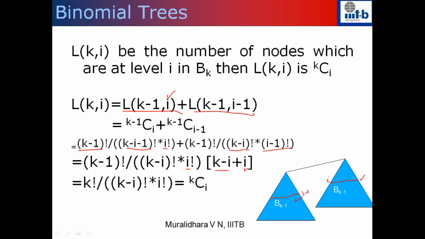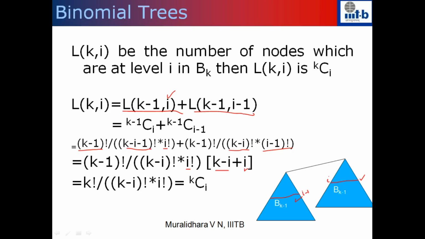So if I add this up, this is k minus I plus I, which is exactly equal to k when you multiply with the factorial of k minus 1. So what you get is factorial of k divided by factorial of k minus I times factorial of I, which is exactly equal to k choose I. This completes the proof by induction. So if you take B of k and look at the number of nodes which are at level I, then this is exactly equal to k choose I.